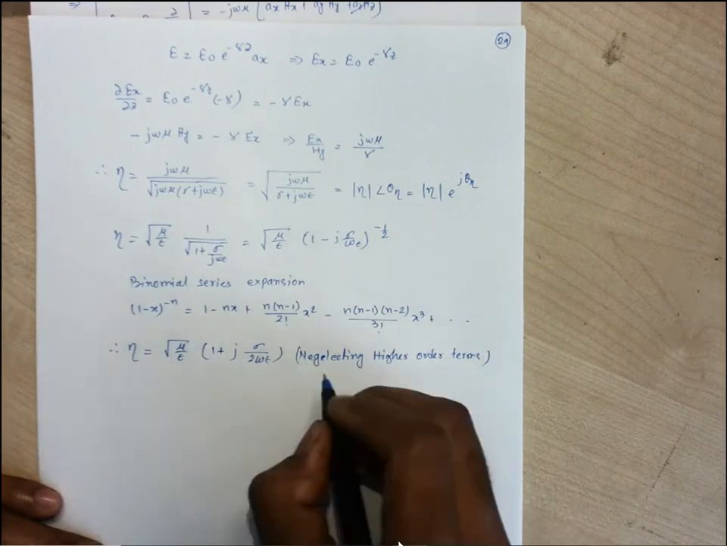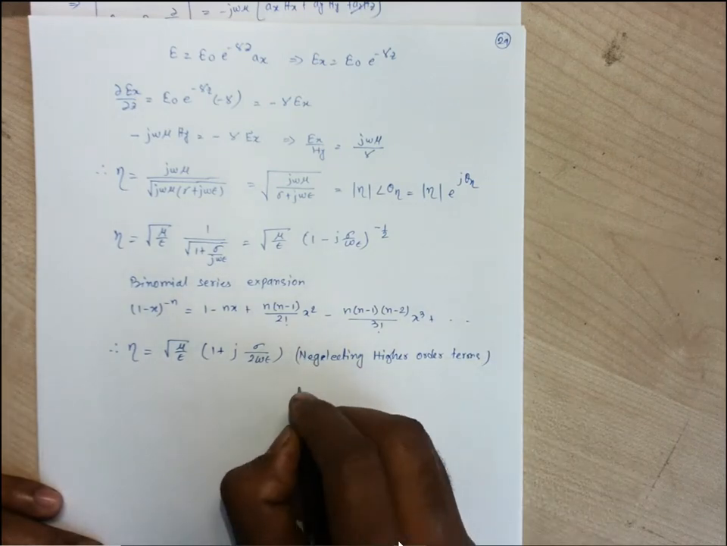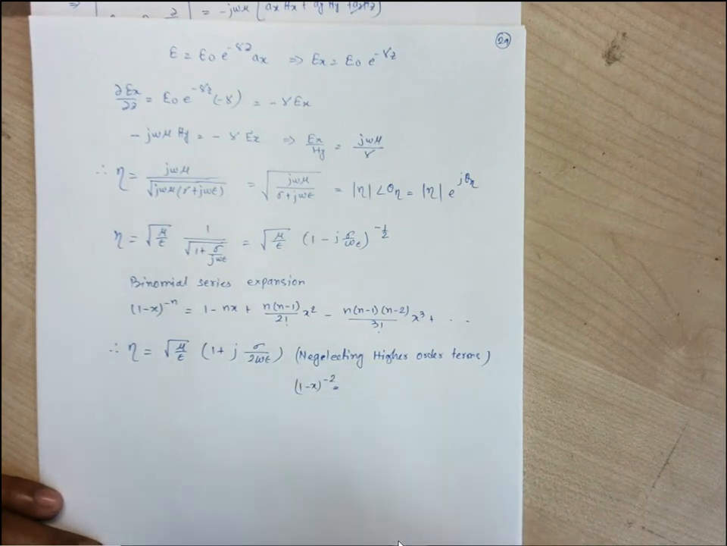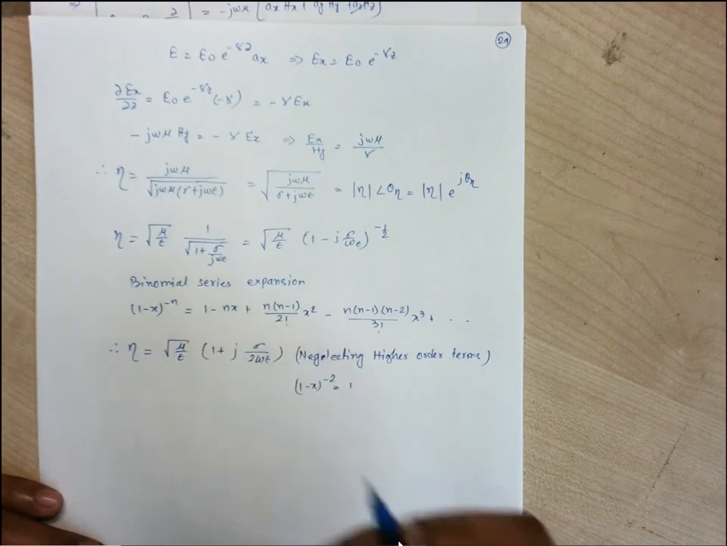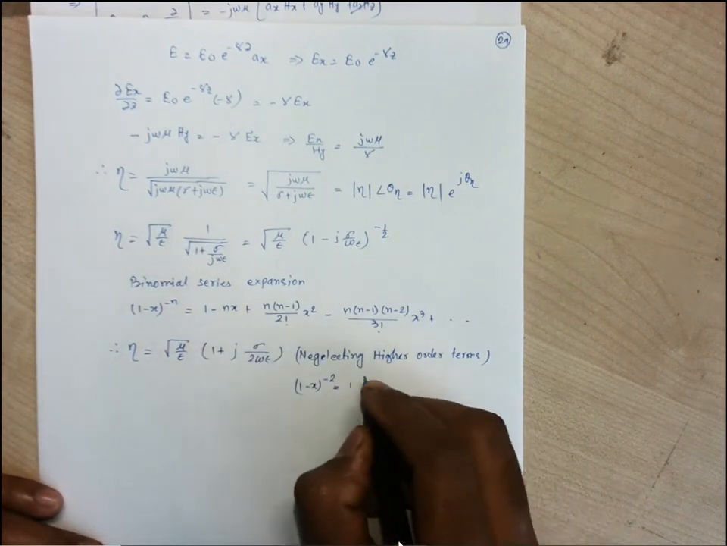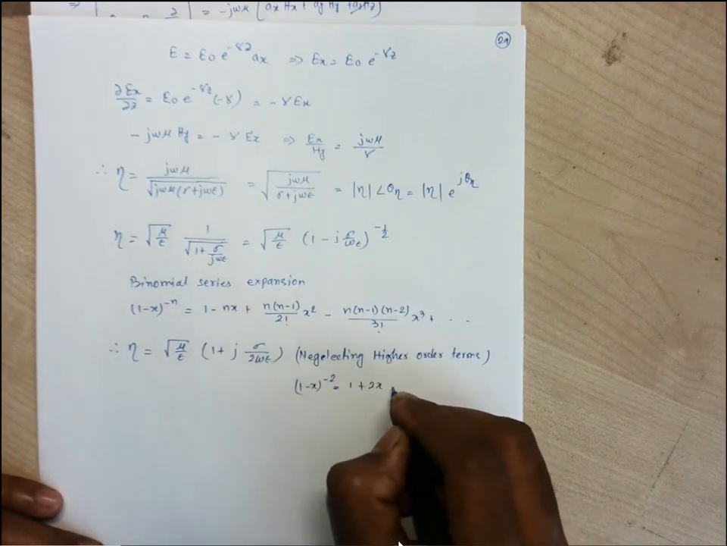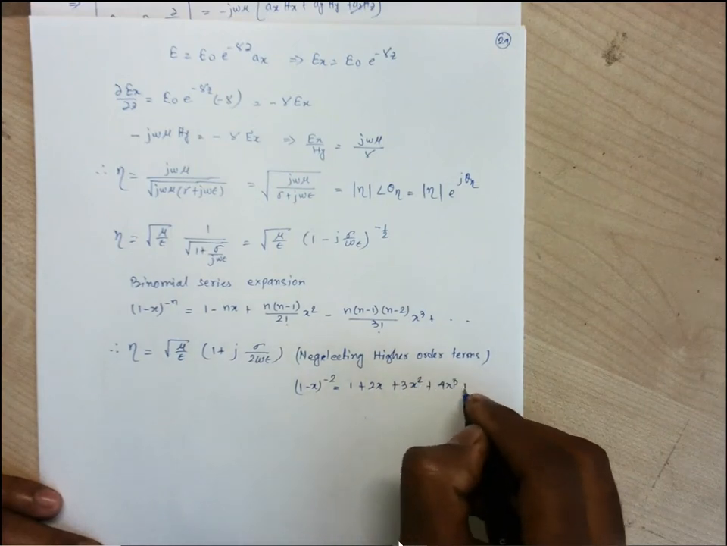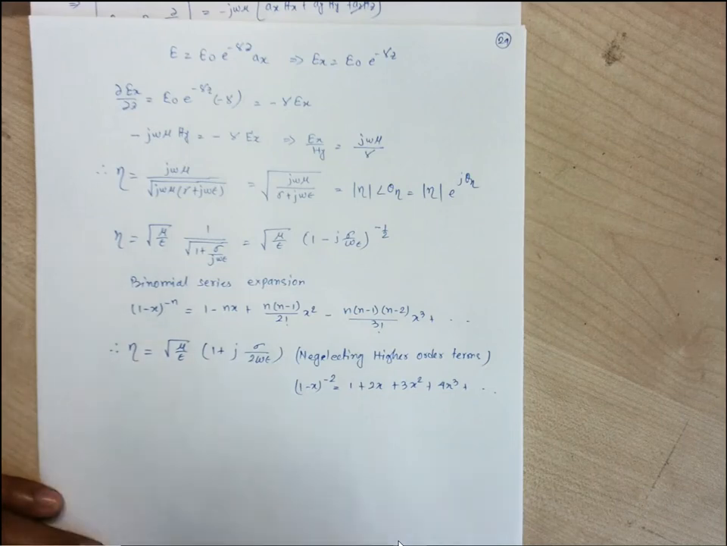So what we did, we have taken 1 minus x whole to the power minus 2. So for this case, if we take n is equal to minus 2, it comes out as 1 plus 2x plus 3x square plus 4x cube, like this. So using this we have written this thing.